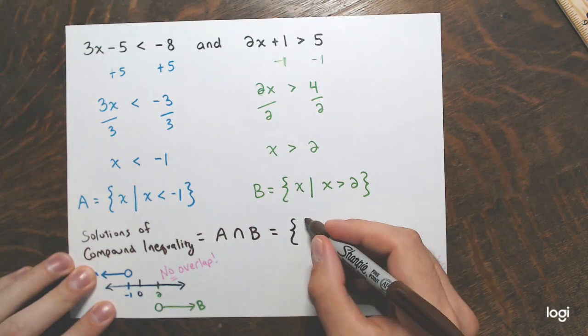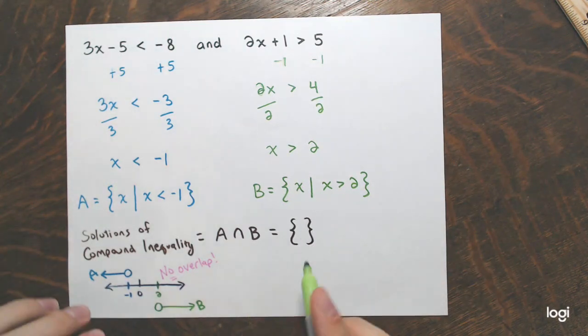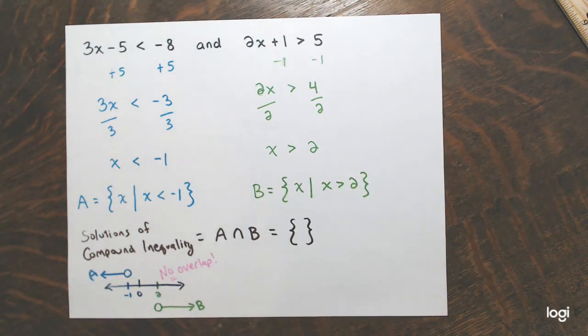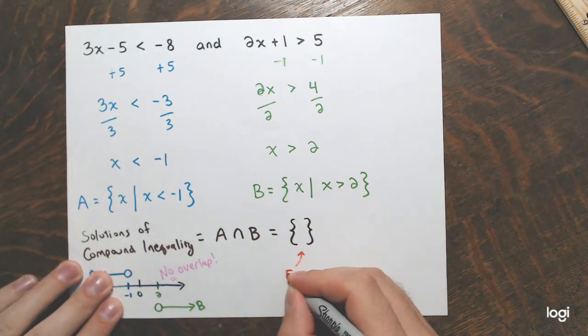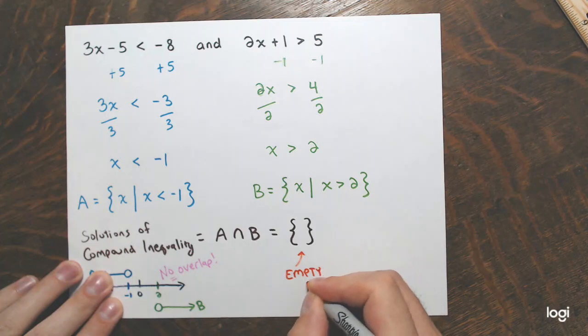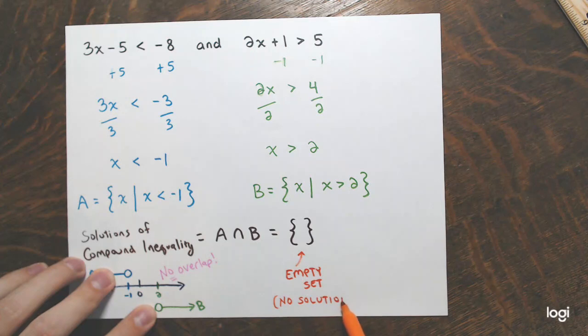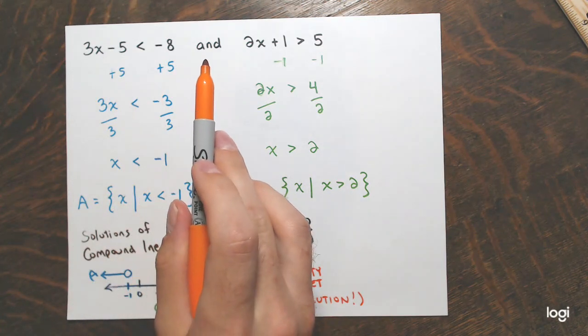So a way to indicate that is by drawing just a simple empty set of braces, all right? A little brace, another little brace with nothing in between. And this symbolism here is referred to as the empty set. Right. So that means that there's no solution. That means there's no number out there that satisfies this inequality and at the same time this one.